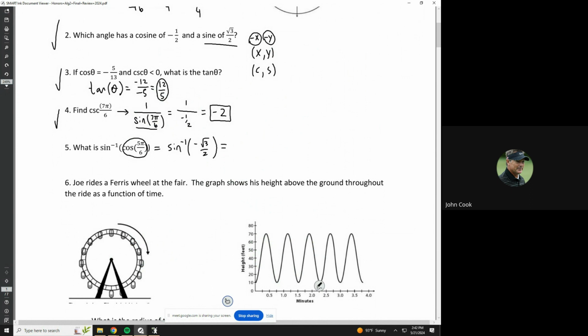All right, so sine inverse of negative square root of 3 over 2. Now, this is what this question is saying: can you tell me the angle that has a sine that's equal to negative square root of 3 over 2?